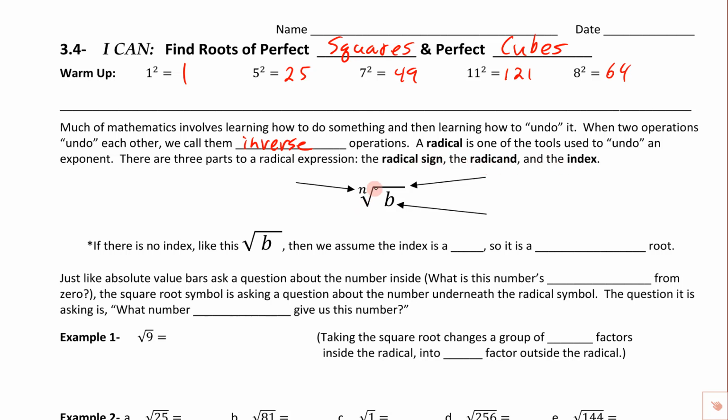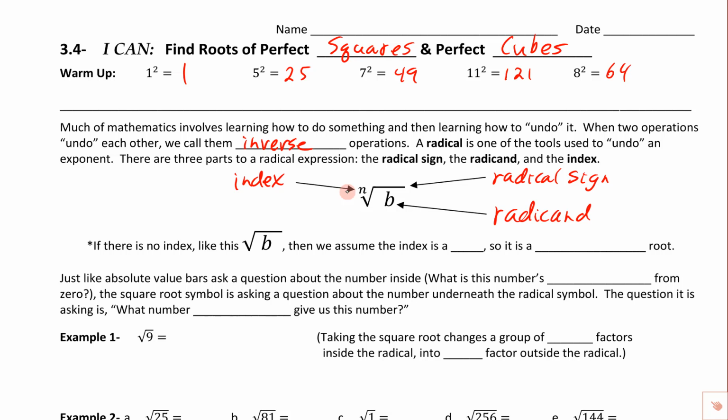Now, this thing that looks kind of like a division box with a little hook on the end, a little check mark right there, is called a radical sign. So I'm going to write radical sign. Now, this number underneath here, notice that it's a B, is kind of like the base, but we call that a radicand. So the radical sign is the little check mark box, the radicand is the number underneath, and the index is the number that goes in the little crook there.